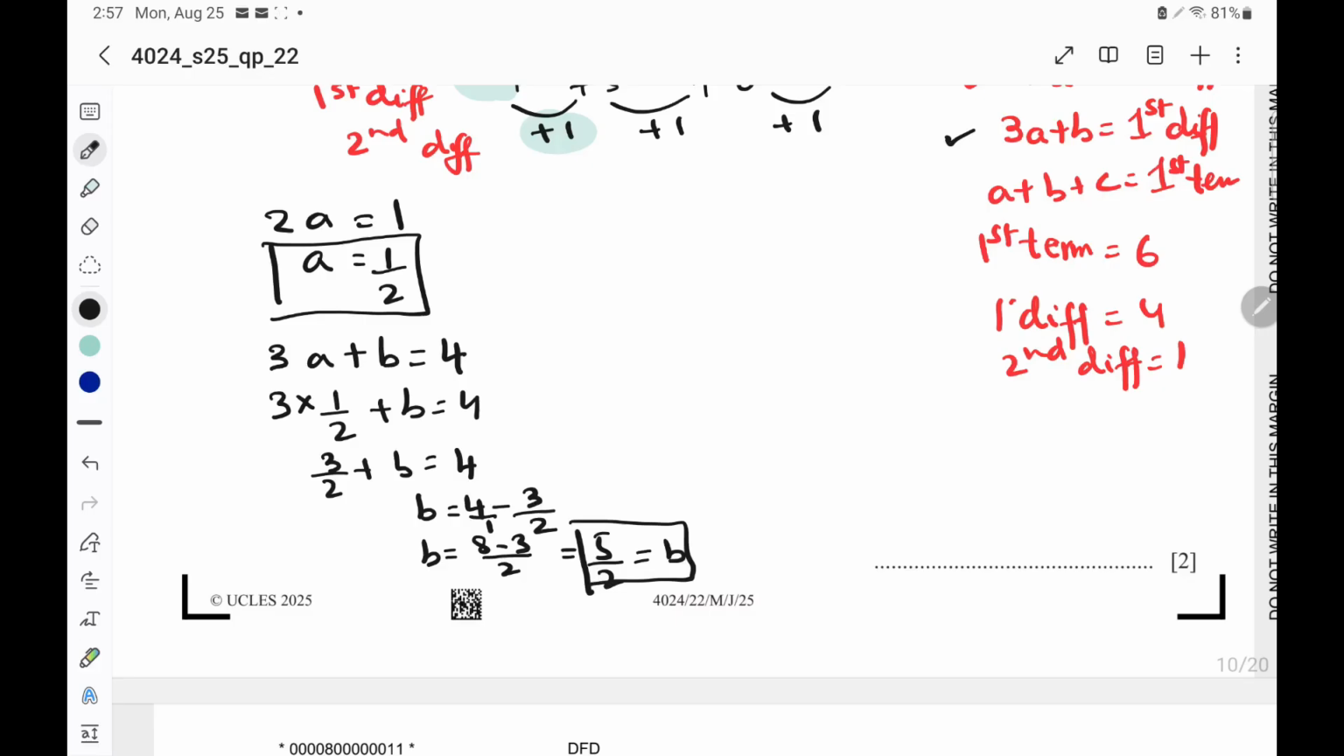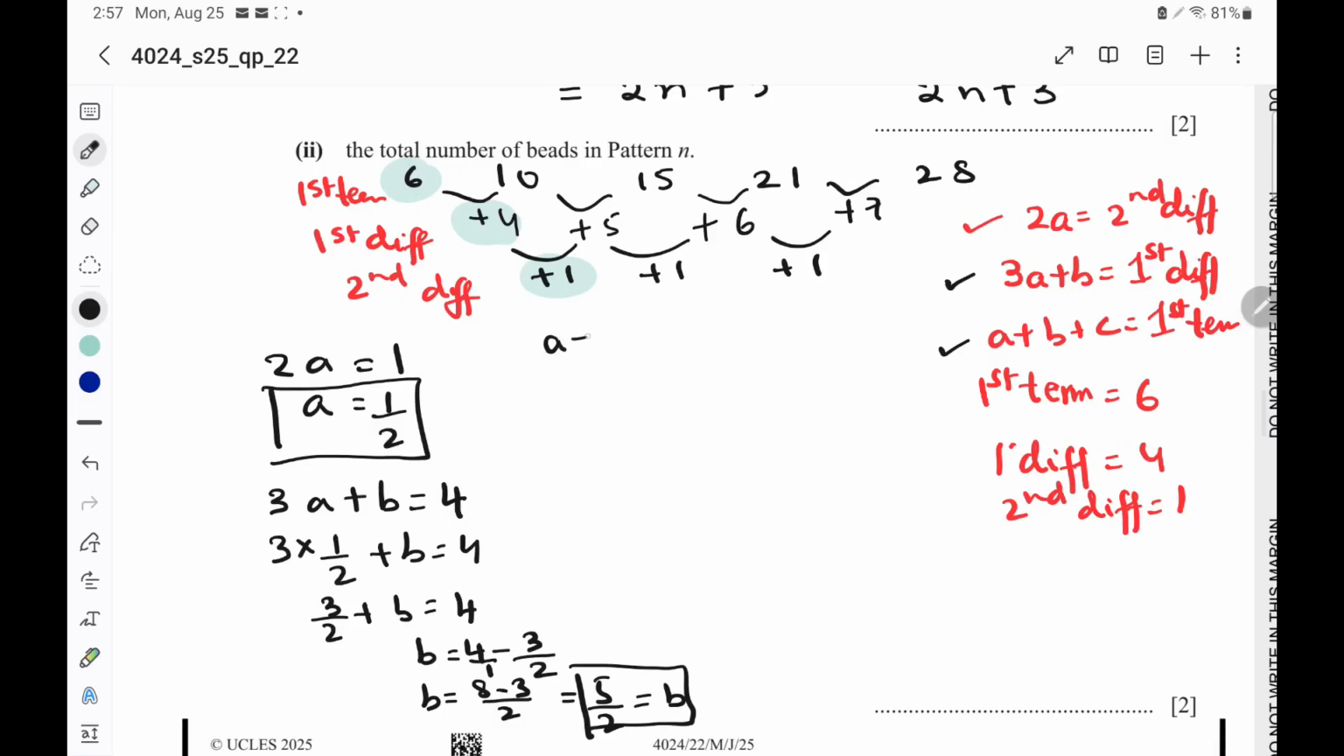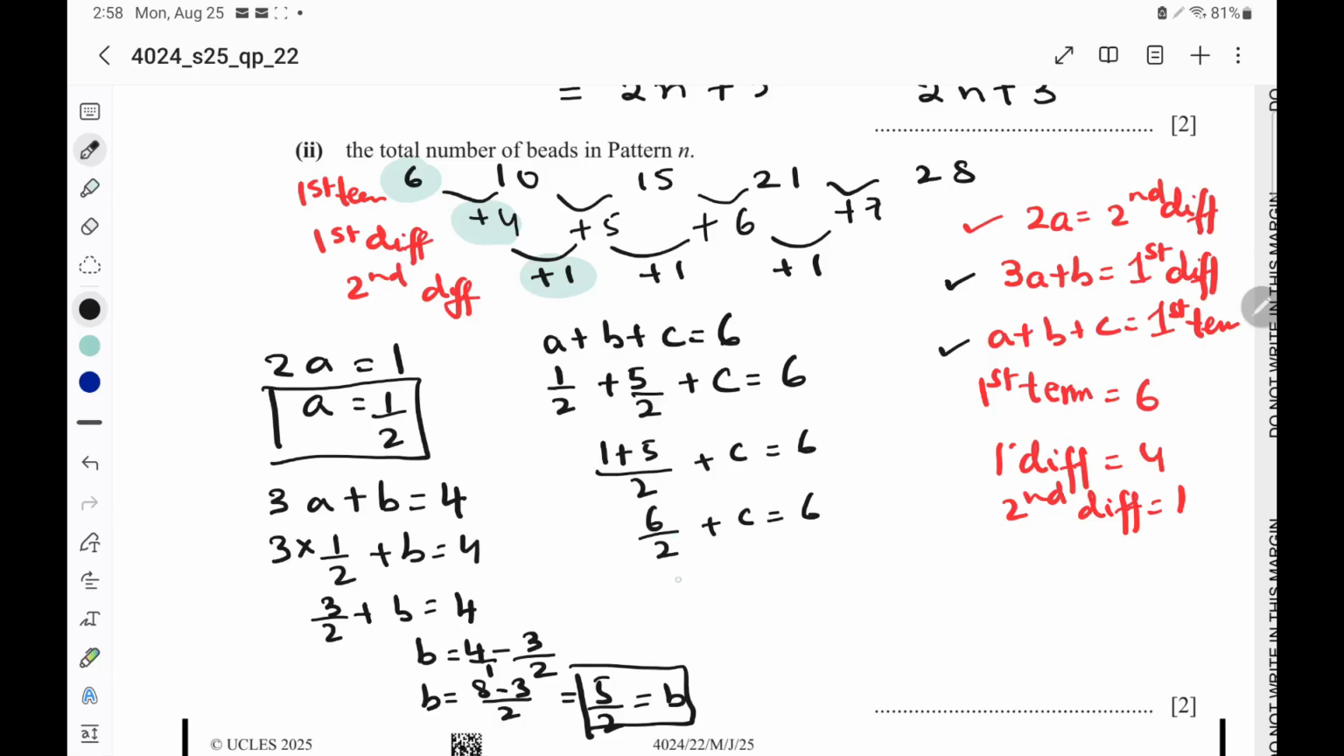The last thing is a plus b plus c is the first term, and the first term is 6. So a plus b plus c equals 6. a is half plus 5 upon 2 plus c equals 6. Okay, LCM is not needed because the denominator is the same. So 1 plus 5 upon 2 plus c is equal to 6. 6 upon 2 plus c is equal to 6. 2 times 3 is 6. 3 plus c is equal to 6, and c is equal to 6 minus 3, and c is equal to 3. So we found a, b, c.